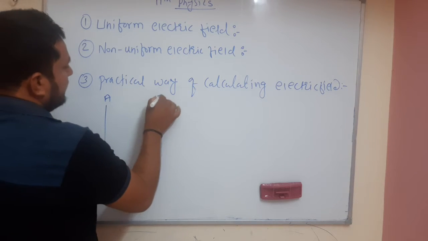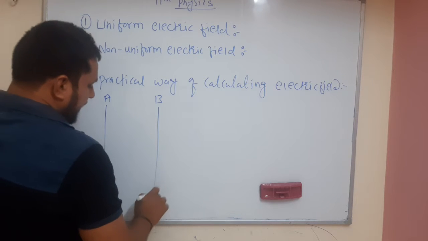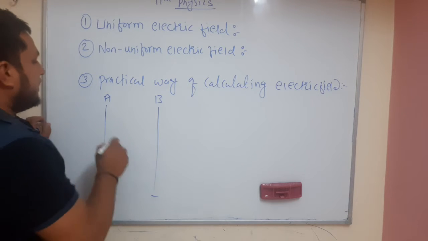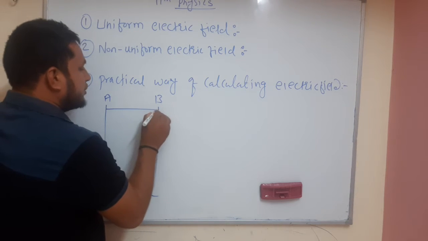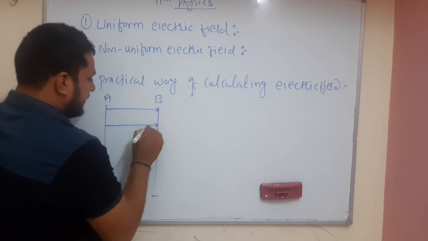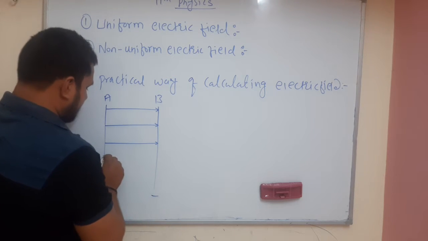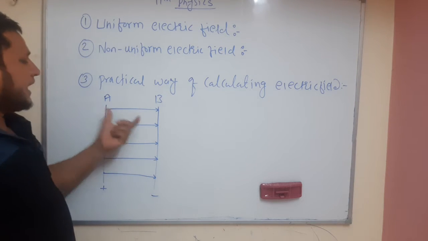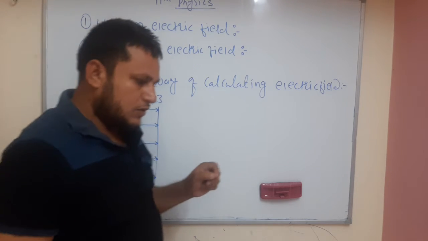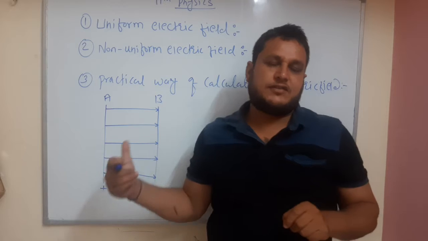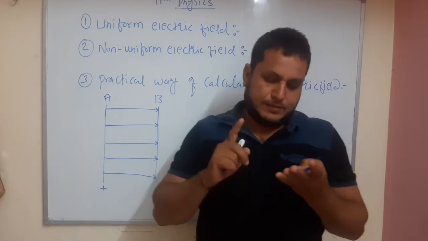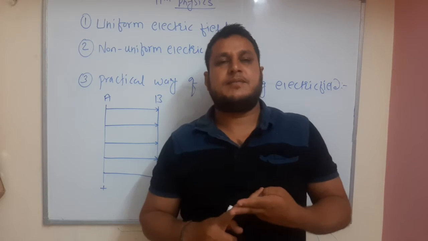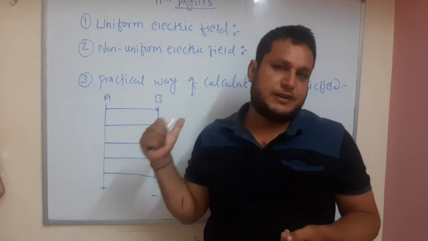Here suppose we have two plates, A and B, A being positive and B negative. In between these two plates, the direction of the electric field is the same, and at the same time the magnitude and direction are the same. That means uniform electric field. So the definition of uniform electric field is: the magnitude and direction of the electric field are the same.